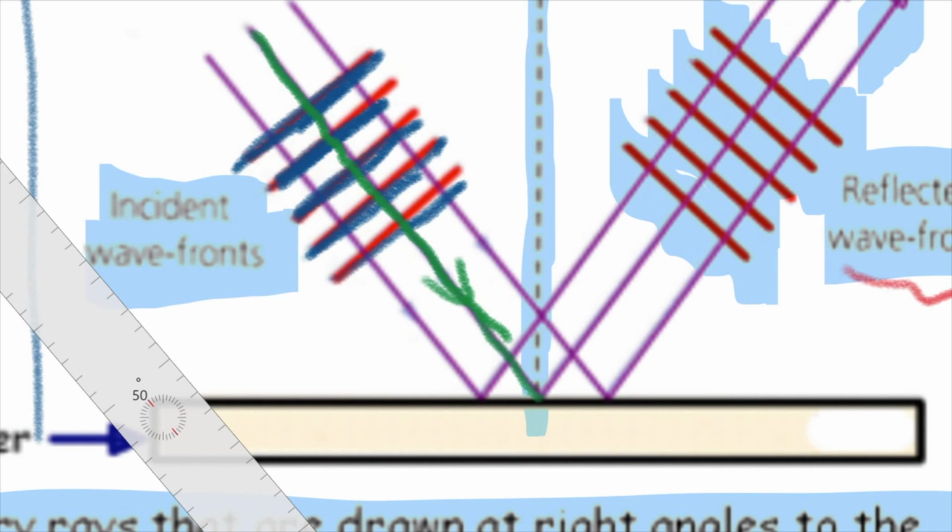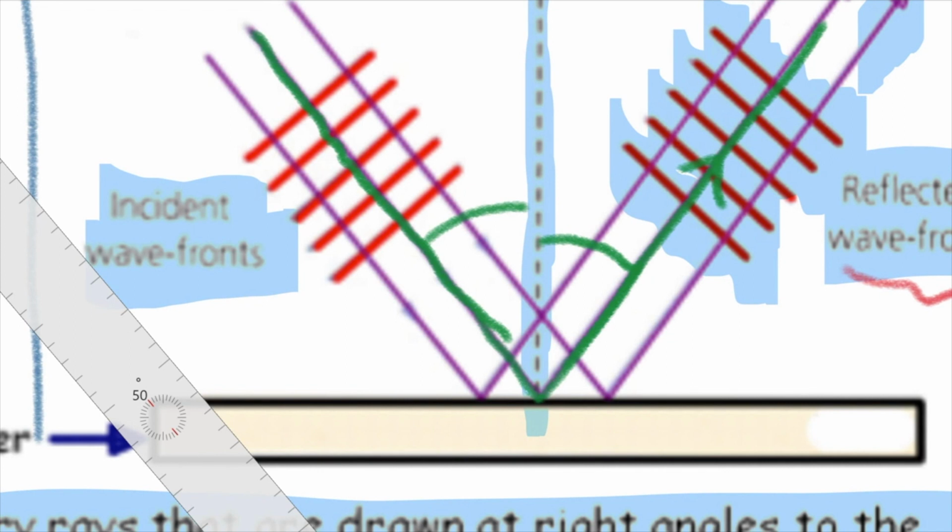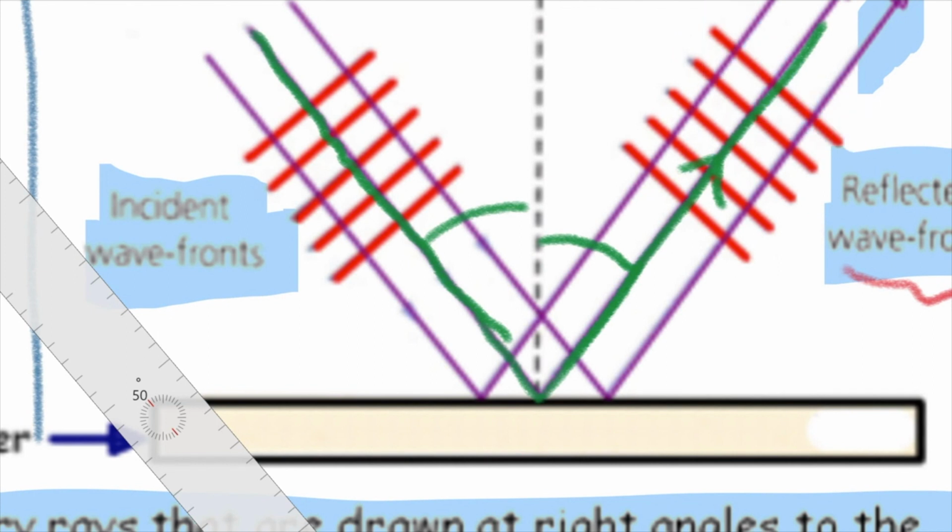This angle with the normal here equals the angle here. I'm going to take all the other parts away because that may be confusing the situation. And we call this angle the incident angle and that the reflected angle.